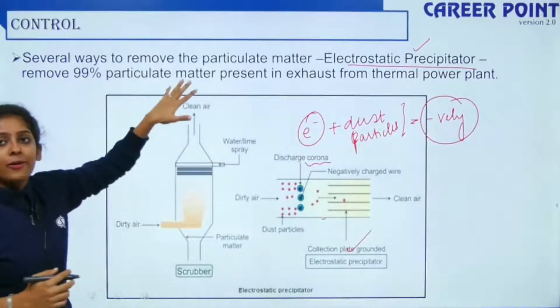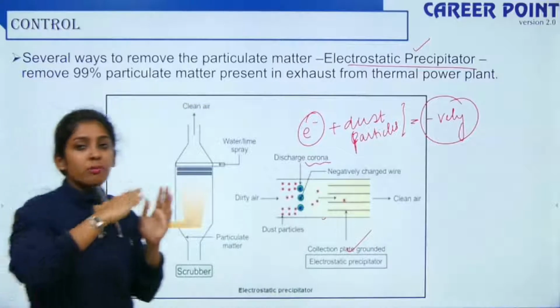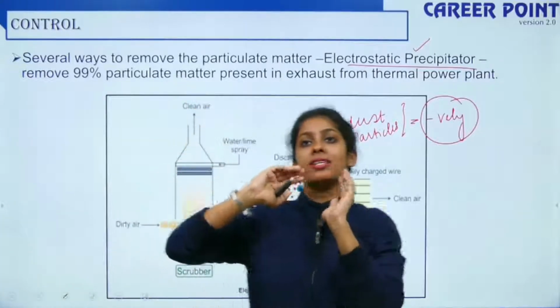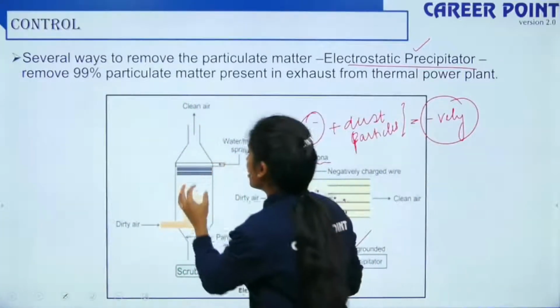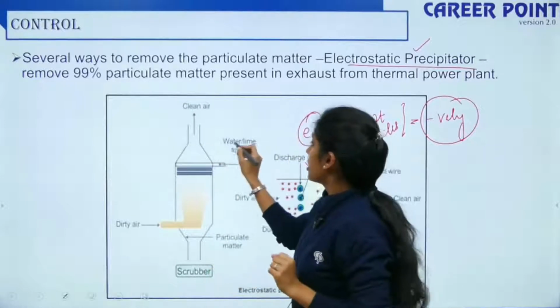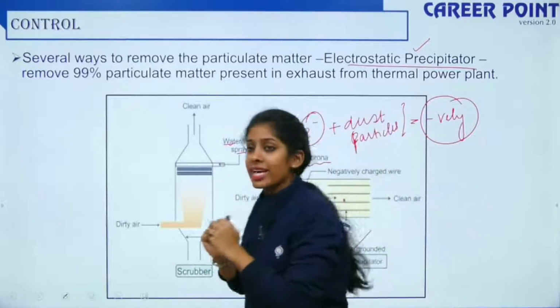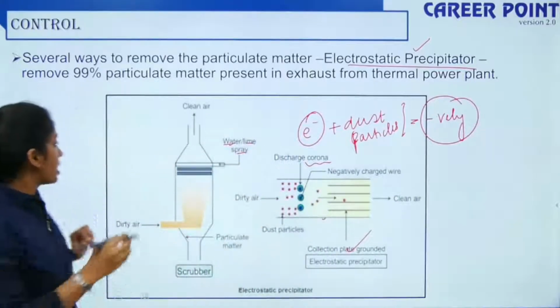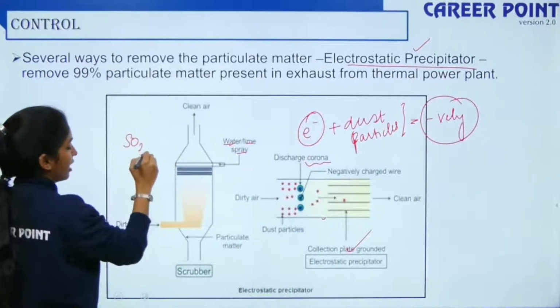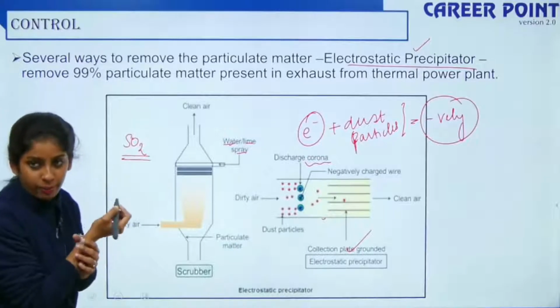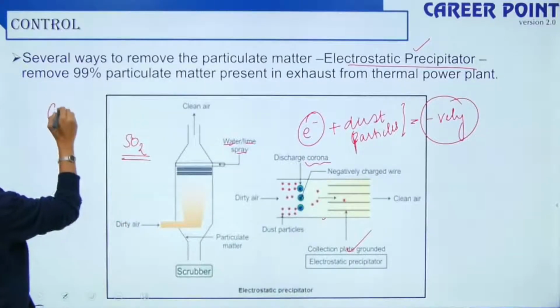Your exhaust is allowed to pass through. The exhaust, before passing into the atmosphere, is passed through this scrubber. Okay. So here you have water or lime spray, which eliminates another group of gases. Gases like sulfur dioxide are eliminated in your scrubber. Fine. So you also have pollution.